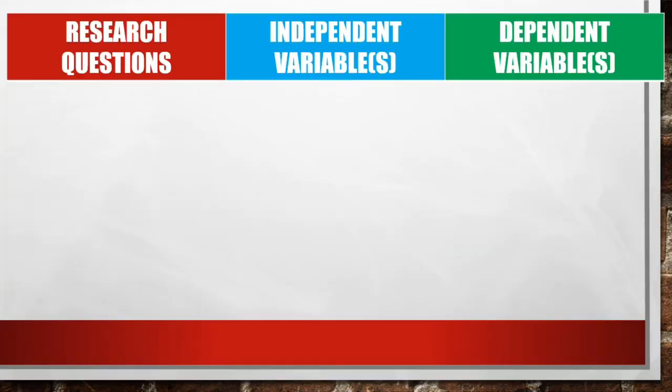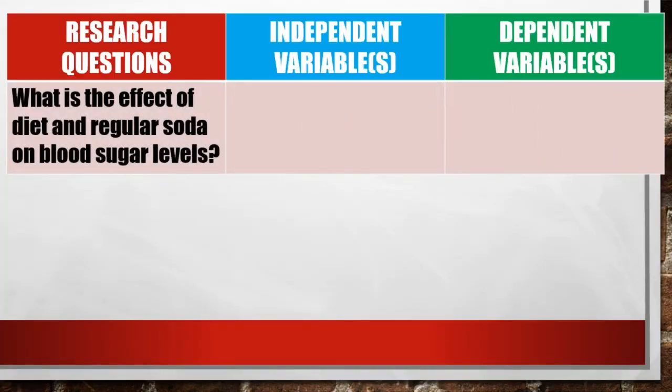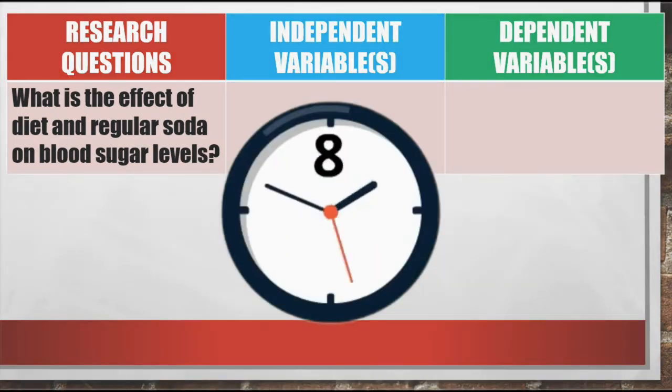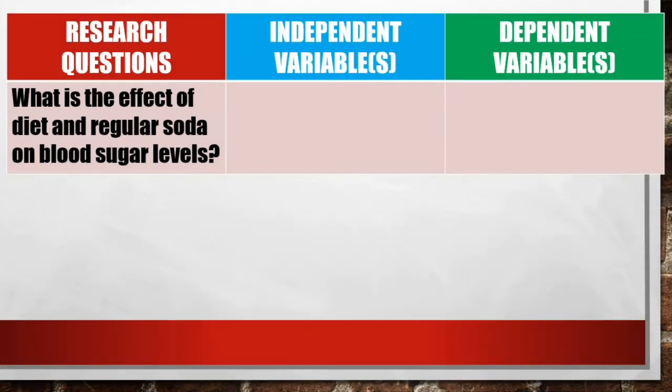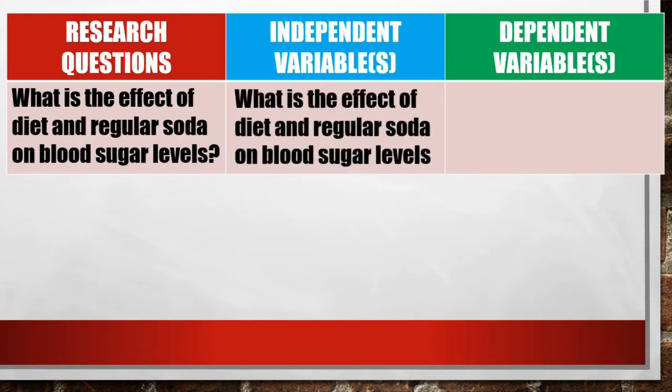Research question number 1. What is the effect of diet and regular soda on blood sugar level? I will give you 10 seconds to identify the independent and dependent variables. Great! The independent variable is the diet and regular soda, and the dependent variable is your blood sugar levels.